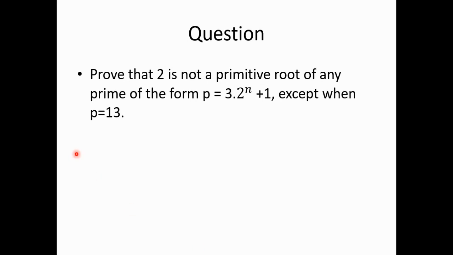Let us see one more question. Here we have to prove that 2 is not a primitive root of any prime of this form, 3 into 2 to the power n plus 1, except when p is equal to 13. So 2 is not a primitive root of any of the prime which is of this form except 13. So 13 will come when n is 2. So 2 to the power 2 will be 4, 4 times 3 is 12, 12 plus 1 is 13. So this is the exceptional case when n is 2.